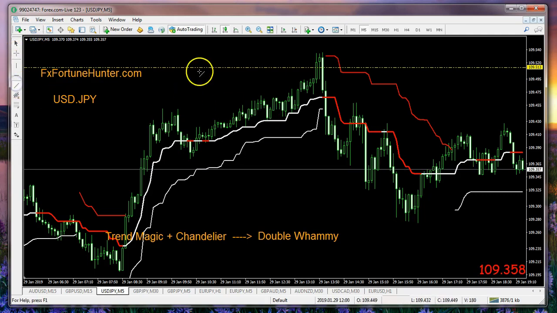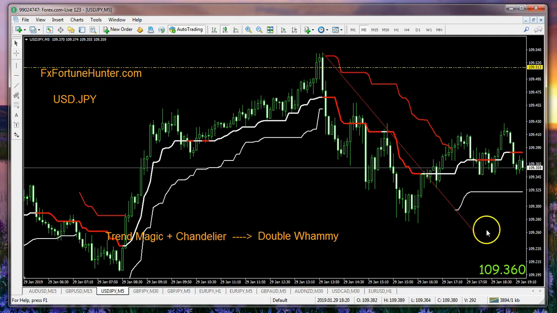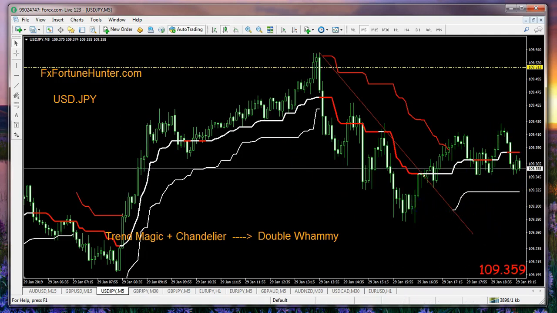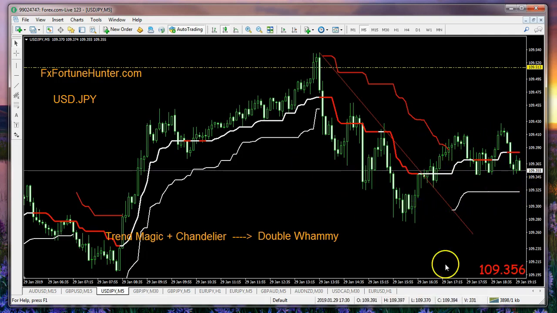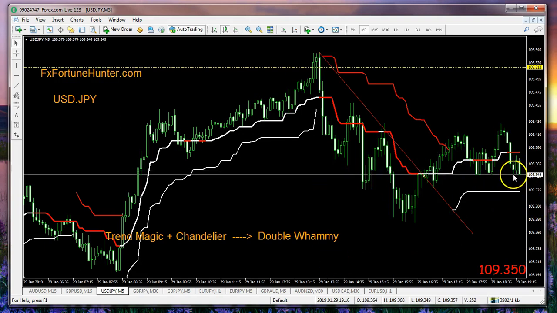Now you can also play around with the tools like this one, and you can see that it wasn't until you began to get here that you had this turnover in terms of the white trend magic and the white chandelier suggesting an upturn. Okay, so now we're over here, and basically we're just in the middle of this range, and we're just biding our time to wait, I think, until we see what the announcement's all about.